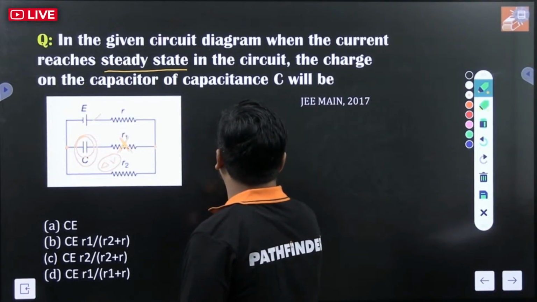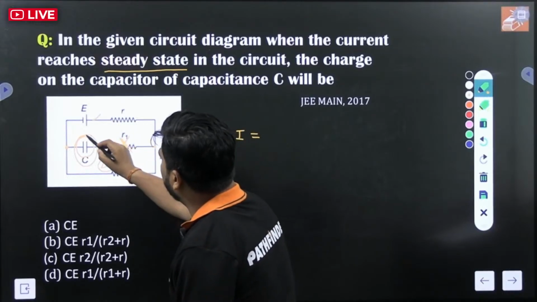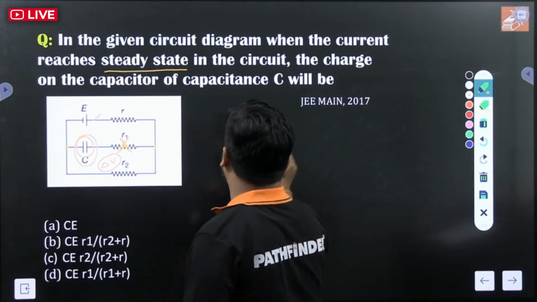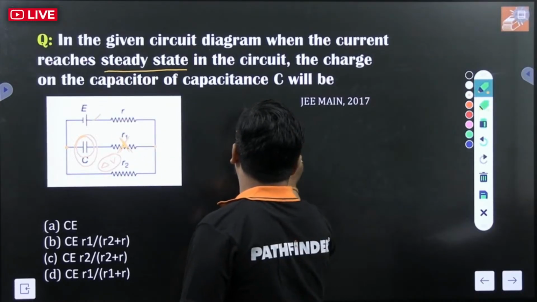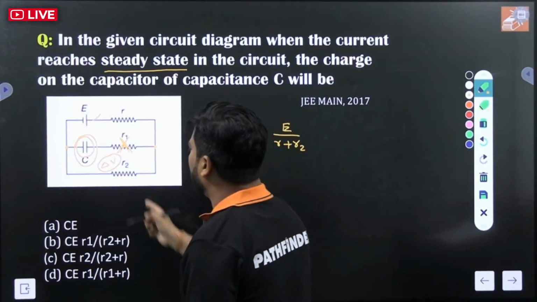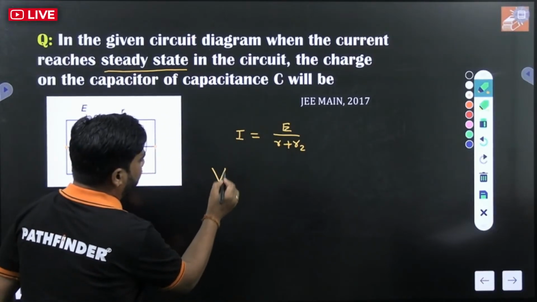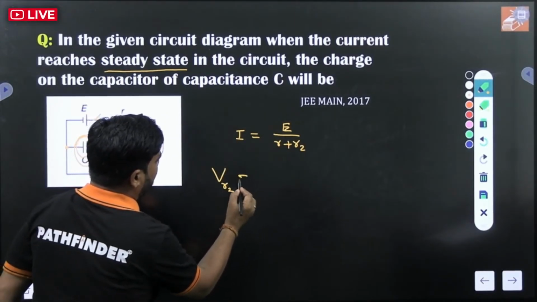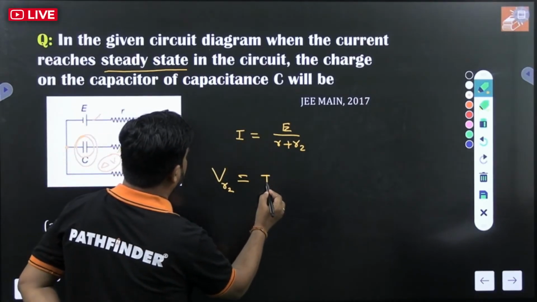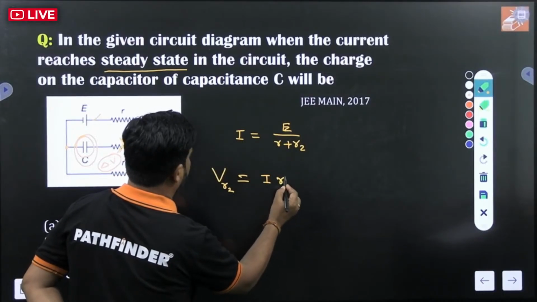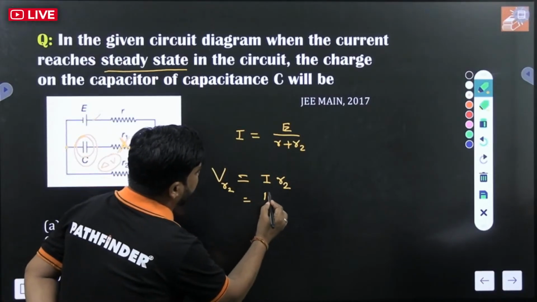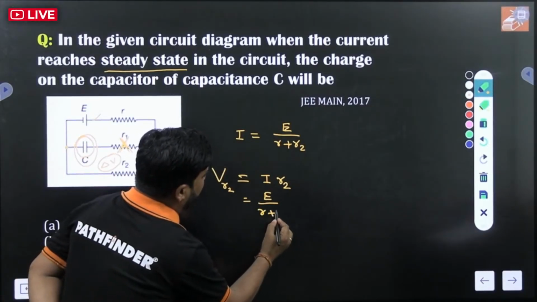I, and I will be equal to, simply, if you remove this circuit, R and R2 are connected in series having EMF E, so E divided by R plus R2. Clear? After getting the current, what is the potential difference across R2? VR2. The potential difference across R2 will be given by I into R2. Clear? And what is the value of I? It is E divided by R plus R2.